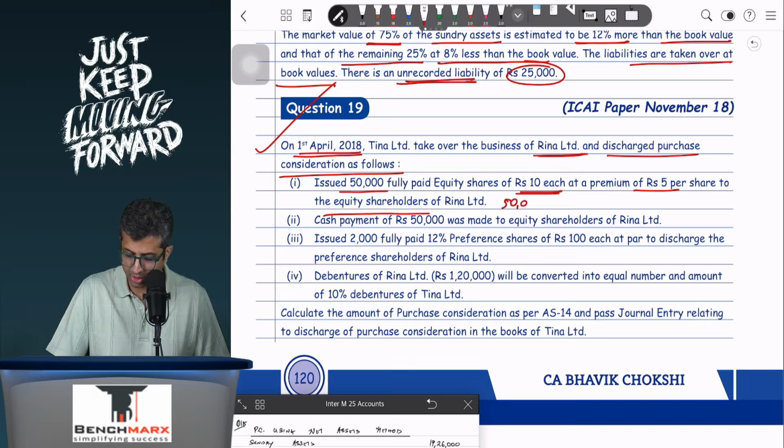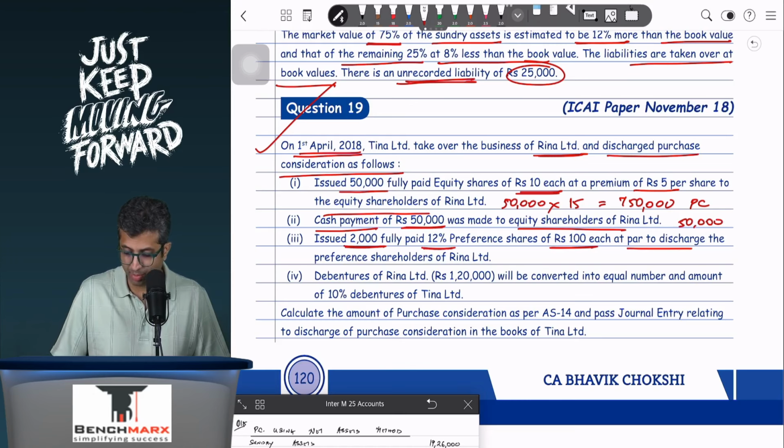So this is 50,000 into, can I say 10 and 5, 15, that is equal to 7 lakh 50. This is clearly a part of PC. A cash payment of 50,000 was made to the equity shareholders. 50,000 cash payment, again a part of PC. Issued 2,000 12% preference shares of rupees 100 each at par to discharge the preference shareholders of Reena. 2,000 preference shares of rupees 100 each, again at par, and hence this is 2 lakh. Part of PC again. And debentures of Reena of 1 lakh 20 were converted to equal number and amount of 10% debentures of Tina. Now this is a part of net assets, not a part of PC.